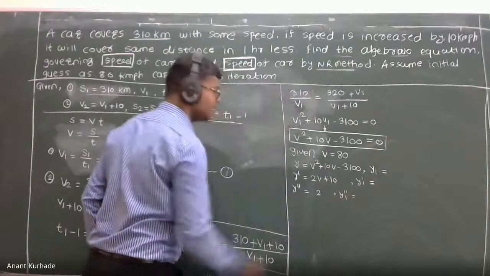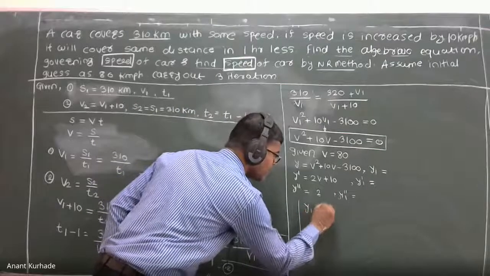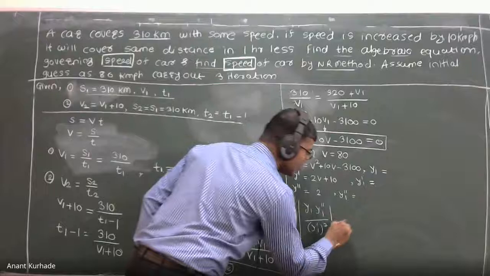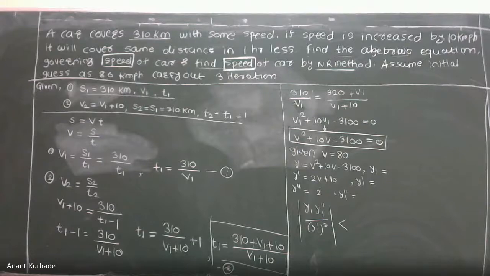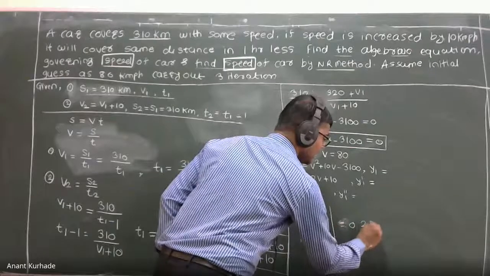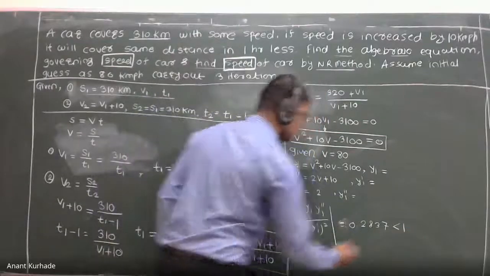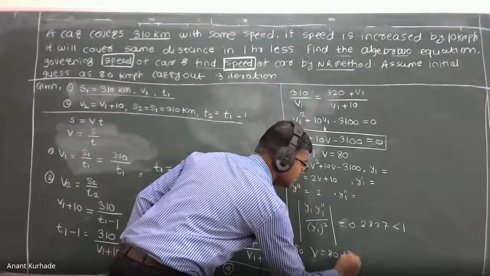Now calculate all these values and you can cross check the convergence condition: y1 times y double dash 1 divided by y dash 1 whole square. Once you cross check, it will satisfy the convergence condition. So we have 0.2837, which is less than 1. So if you write one more line, the initial guess V equal to 80 is correct.